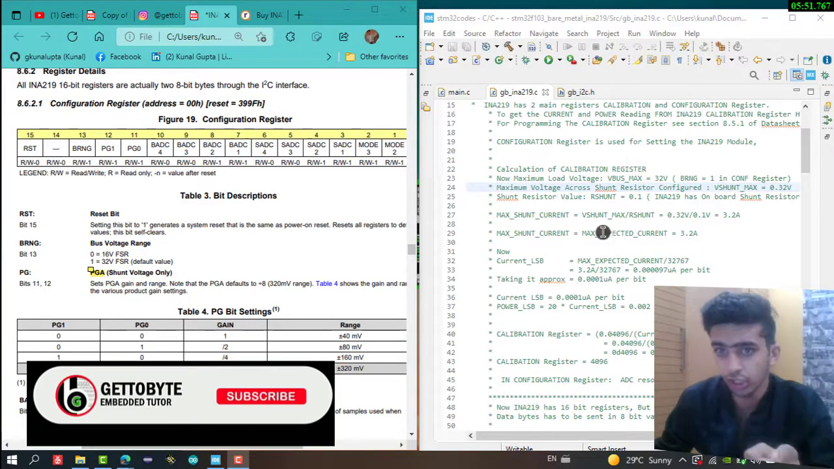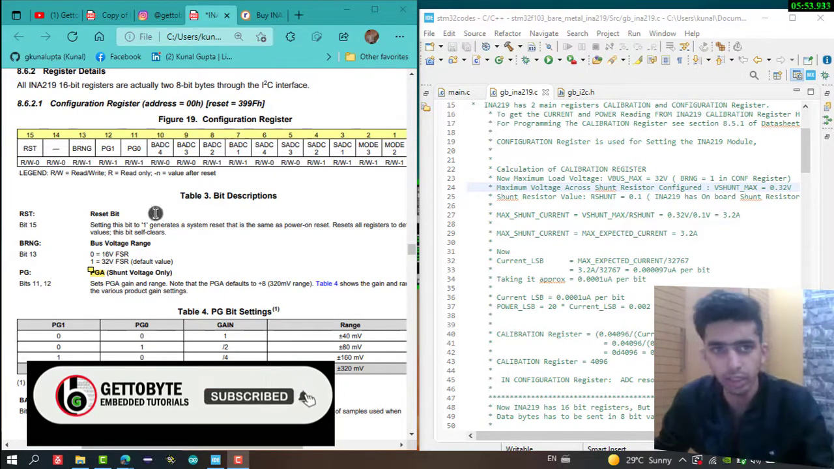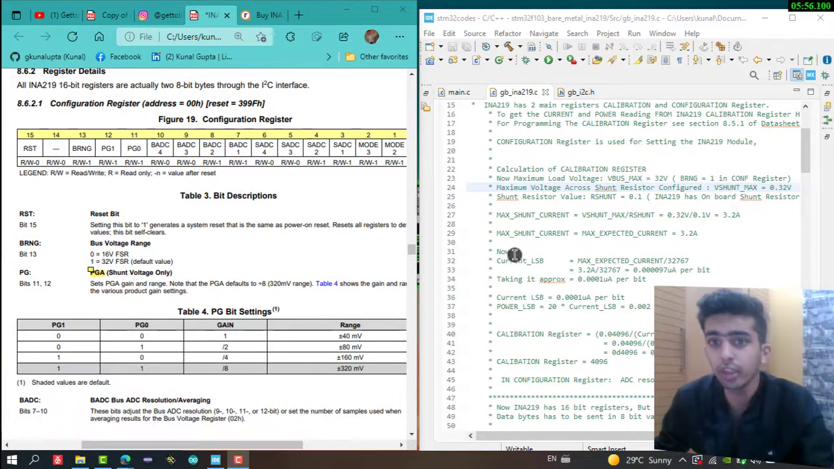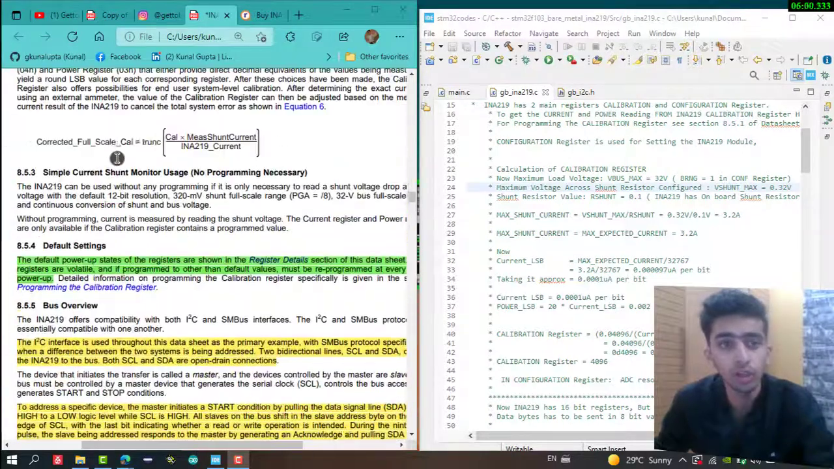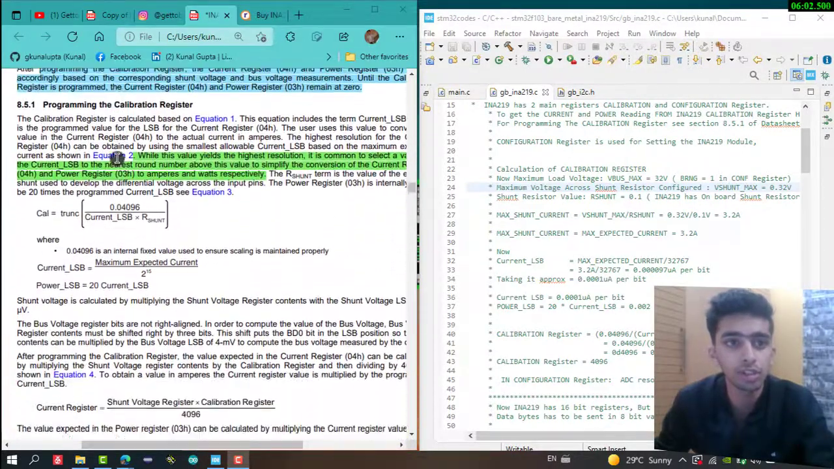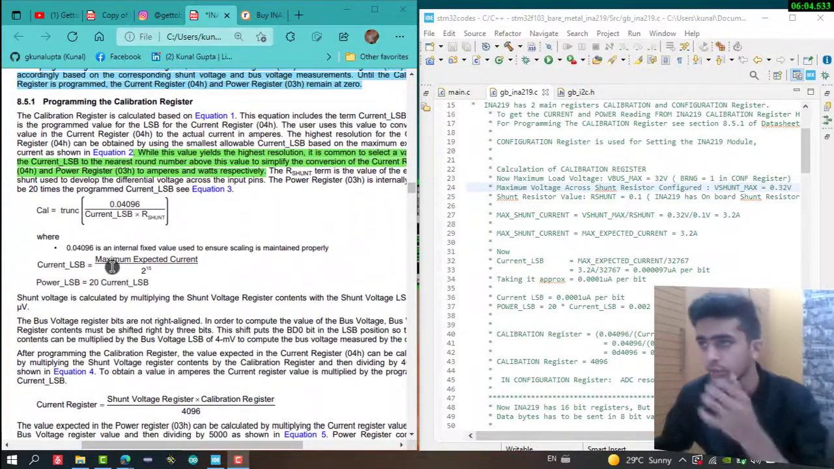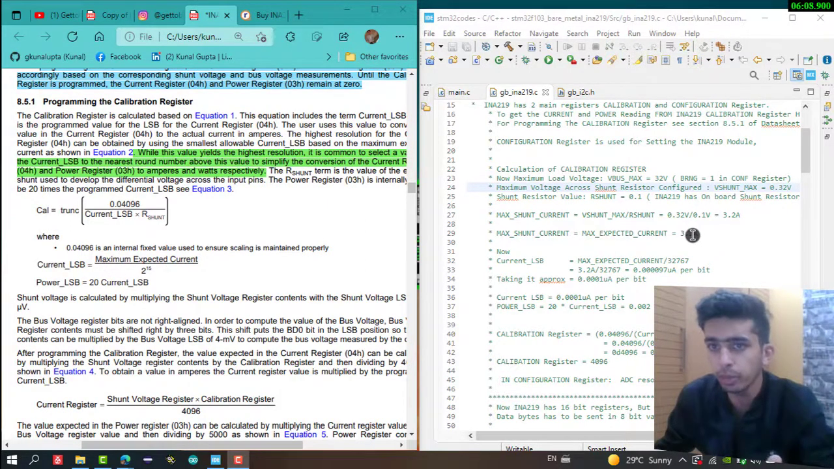Now this maximum shunt current will be equal to my maximum expected current. And that's how we will calculate the current LSB, that is the current resolution which I am talking about, for calculation of my calibration resistor. Because my current LSB is the maximum expected current divided by 2 raised to power 15, my maximum current is 3.2 ampere and 2 raised to power 15 is 32767.